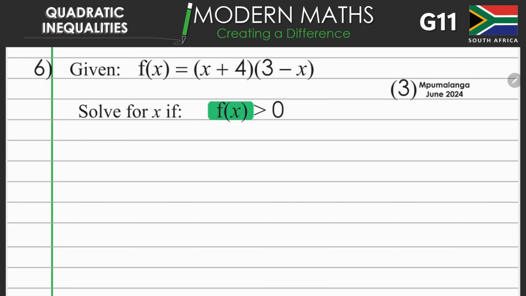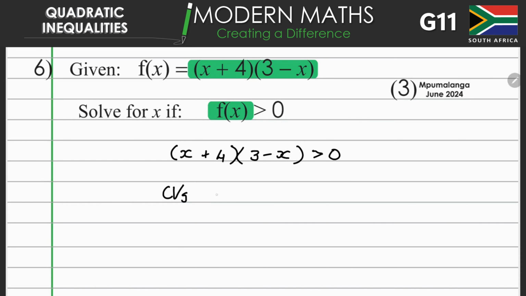Alright, question 6. So I'm going to replace this f of x with what it actually is. So after I perform that substitution, then we can see it's factorized and there's a 0 on the right hand side. So you jump straight to critical values. So the first critical value will be minus 4. And the second critical value will be positive 3. So just if you take that minus x over, it becomes positive x, just to show you where that 3 actually came from.